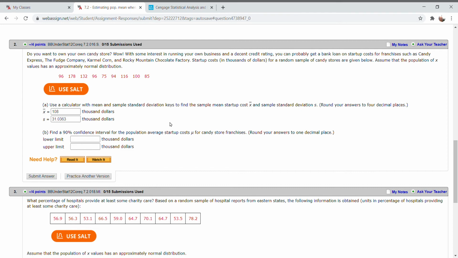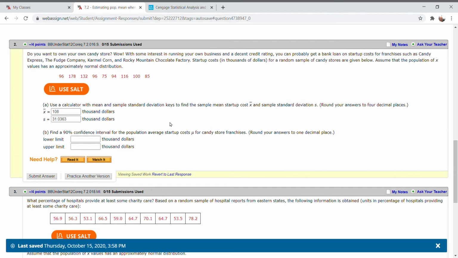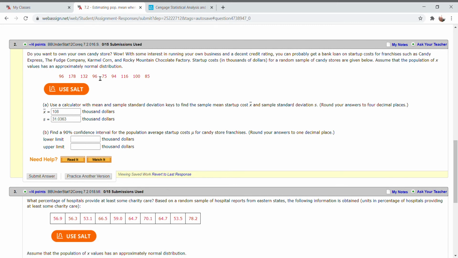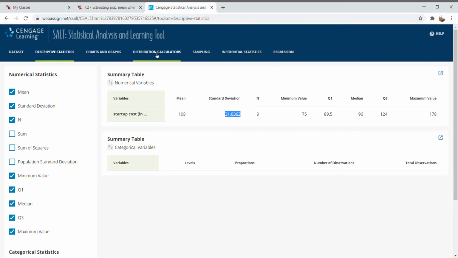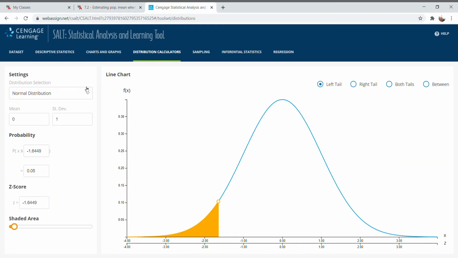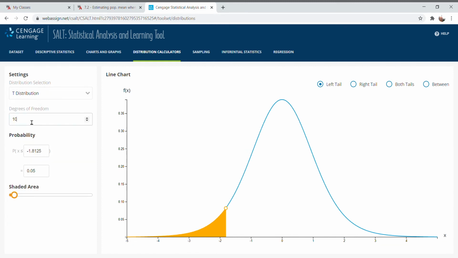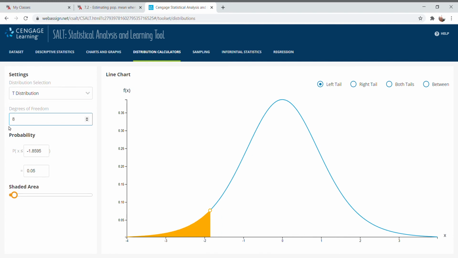Okay, margin of error, E, is my T cutoff value. 1, 2, 3, 4, 5, 6, 7, 8, 9 values again. Go to the distribution calculator. Select T distribution. 9 minus 1 is 8. That's our degrees of freedom.